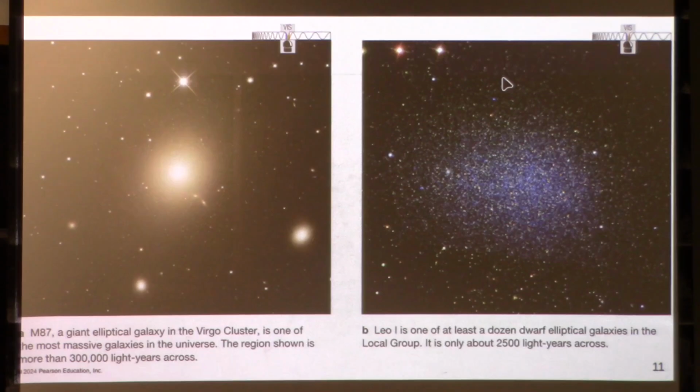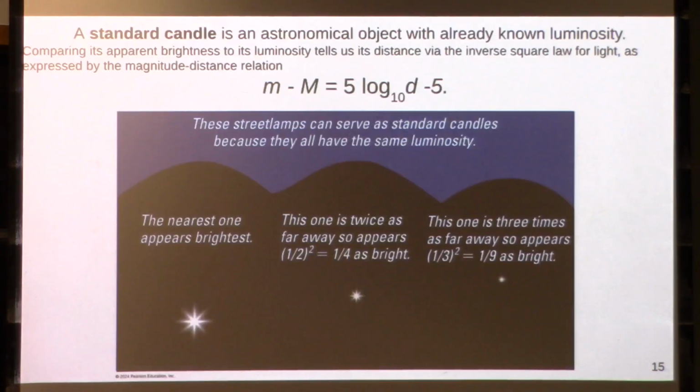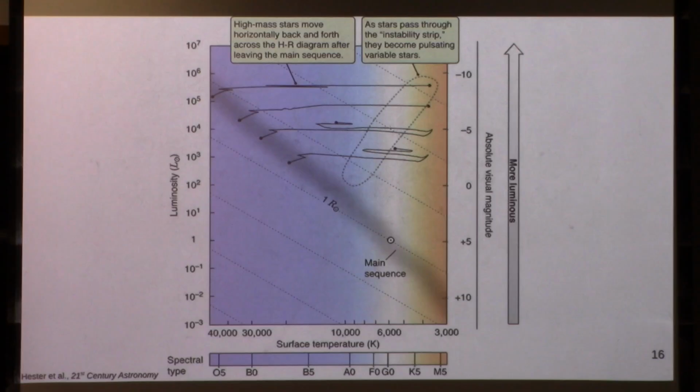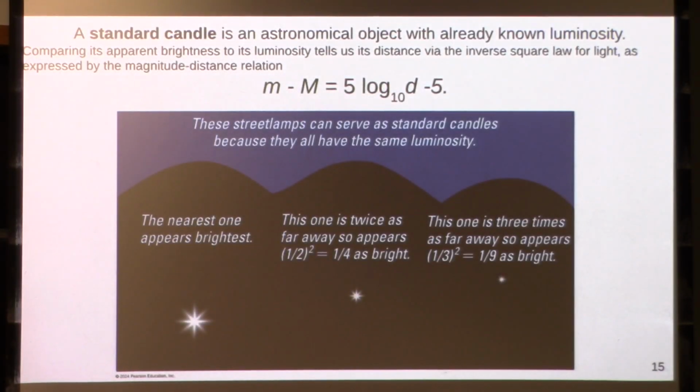So, last time we were speaking about standard candles, right? Objects whose luminosity we somehow already know. And that means that if we can observe their apparent brightness, their apparent magnitude, and we already know their absolute magnitude, we can use the magnitude distance relation to calculate how far away they are from us. And this is how we measure intergalactic distances.